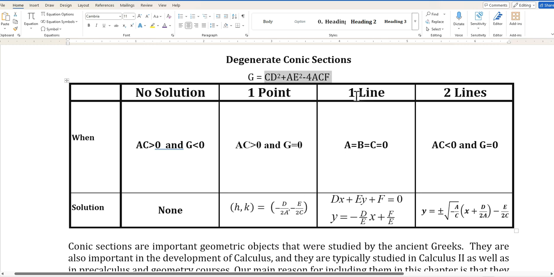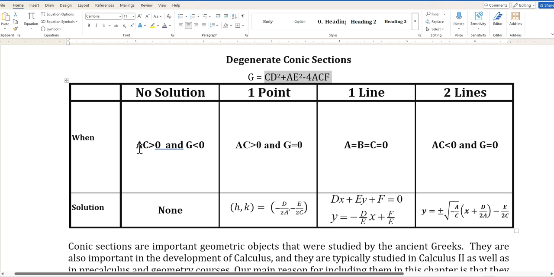It degenerates to one line. That's pretty easy to see. If the A, B, and C are all 0, then you're just left with dx plus ey plus f equals 0. If you want to put that in the slope-intercept form and solve for y, that is y equals minus d over e x plus f over e. And it degenerates to two lines when A times C is negative and the G is 0.